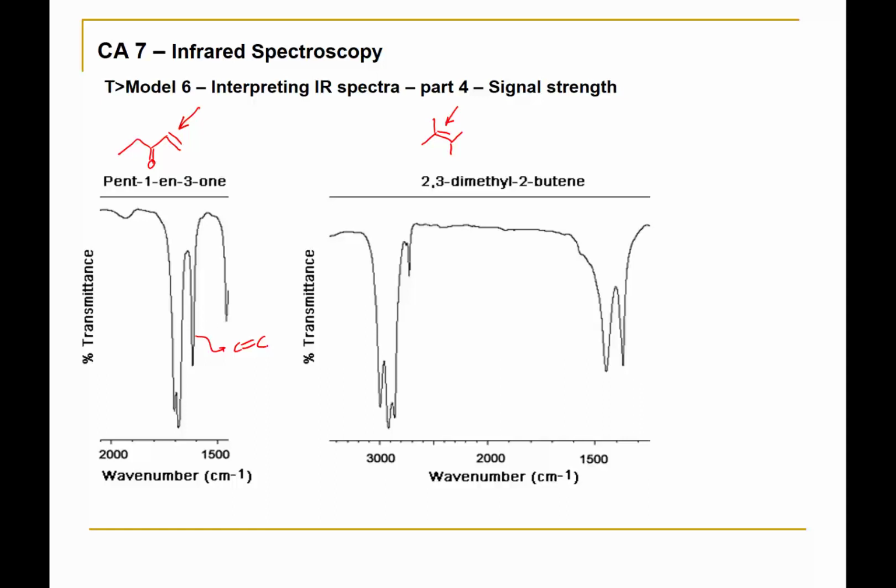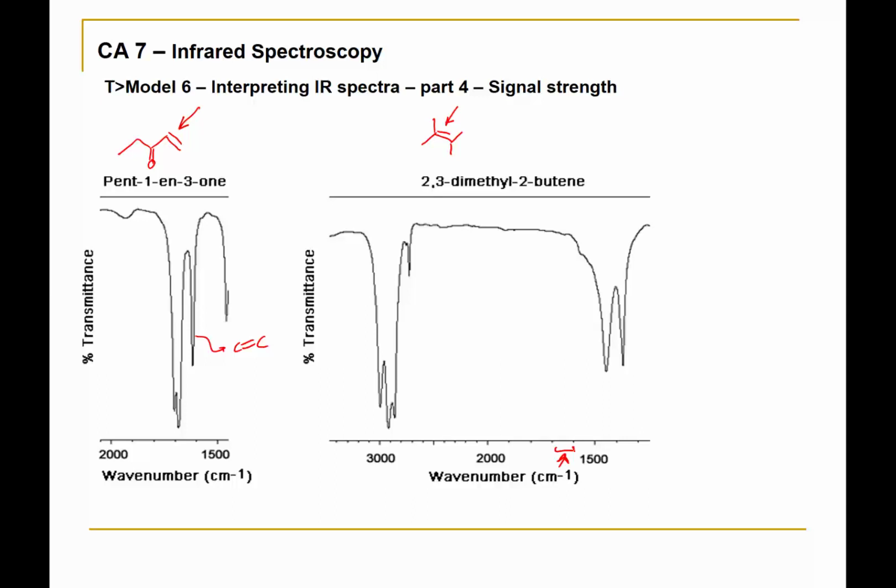2,3-dimethyl-2-butene also should have a carbon double bond carbon signal around the 1640 to 1680 region right here. Now, if you suspected that your structure was 2,3-dimethyl-2-butene and you run the spectrum and you say, wait a minute, what's going on? I don't see the signal.